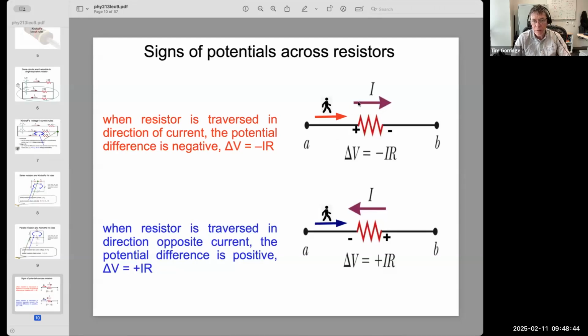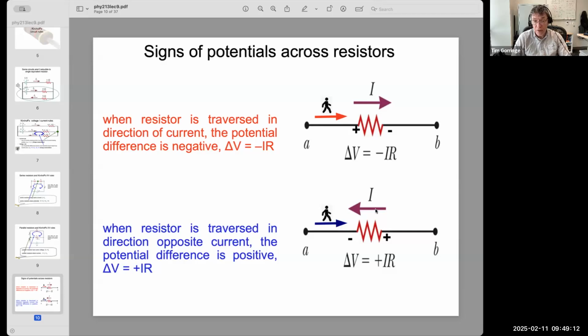When I walk in the same direction as the current through the resistor, it's like walking down a series of steps. I'm going down a potential hill. I'm rolling down the potential hill, because current, conventional current, flows from higher potential to lower potential. So the sign of the voltage change here would be negative IR.